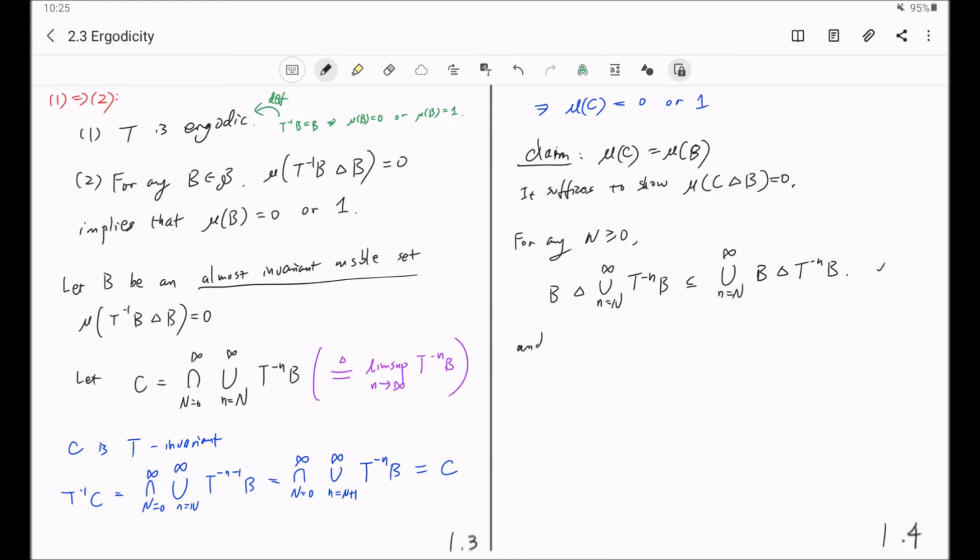Second, the measure of B symmetric difference T raised to the power negative n applied to B is 0 for all n greater or equal to 1. So why is this true? You should expect this because by our assumption, we already assume that the symmetric difference between B and T inverse B has measure 0. Now you just replace this T negative 1 with T raised to the power negative n.